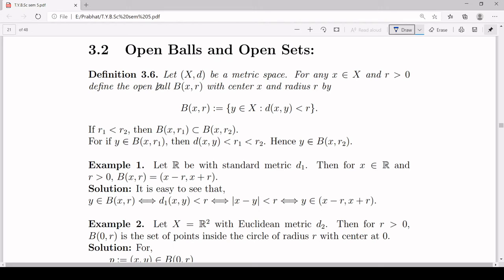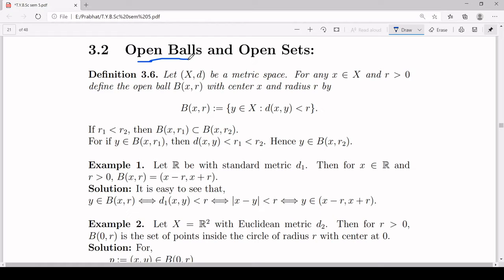In this video, we are going to study open balls. We will define open ball in a metric space. Before going to the definition of the open ball, let me ask you a question.